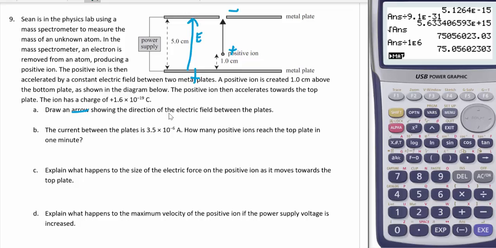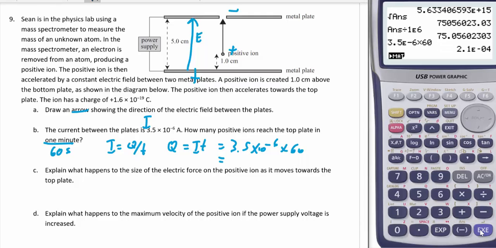Now the next one, the current between the plates is this, which is symbol I. How many positive ions reach the top plate in 1 minute? 1 minute is not an SI unit, so we're looking for 60 seconds. We've got I equals Q over T, and we're really looking for Q. So Q equals I T. The I in this case is 3.5 times 10 to the minus 6 amps, and the time is 60 seconds. We can simply type that in the calculator, and we're getting 2.1 times 10 to the minus 4 charges or positive ions reaching the top plate in that amount of time.